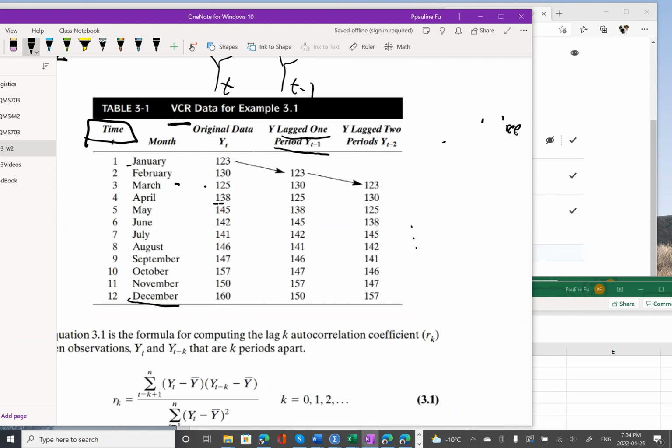Now I introduce the autocorrelation coefficient. What is the autocorrelation coefficient?